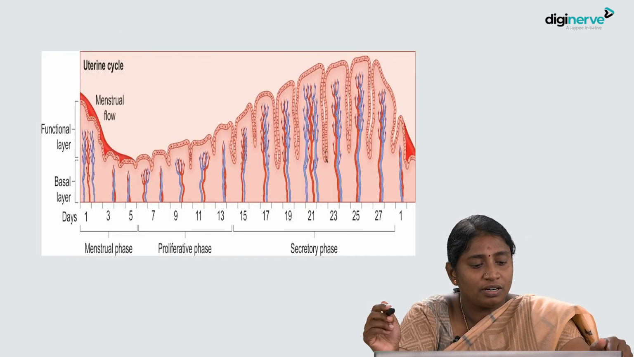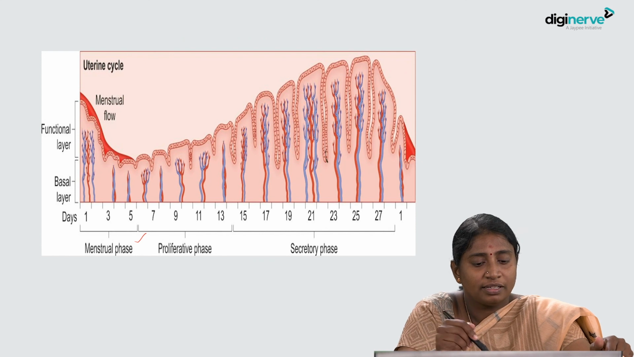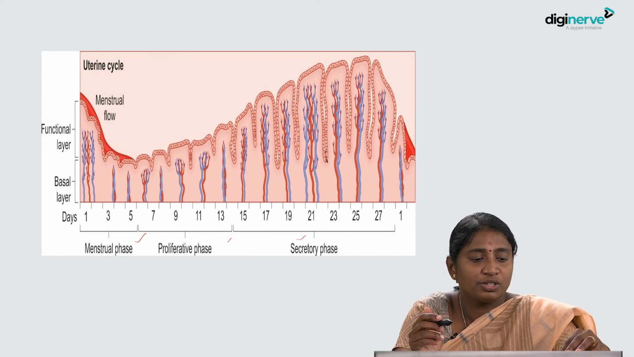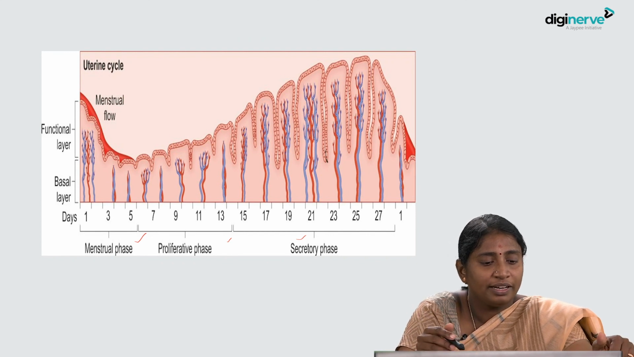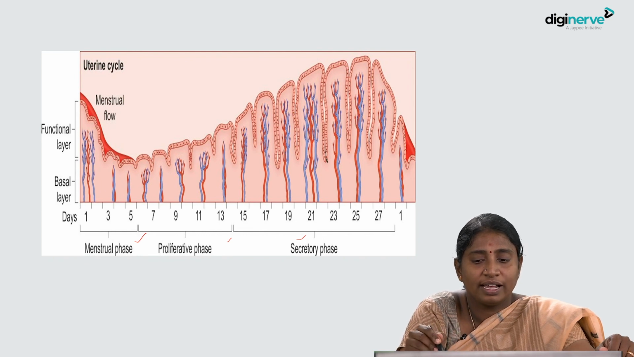This is the picture of the menstrual, proliferative and secretory phases on the x-axis, with the y-axis showing the functional and basal layer. You can appreciate how the glands enlarge in length, and how the secretory endometrium with a lot of glands and blood vessels is seen as the menstrual cycle advances.